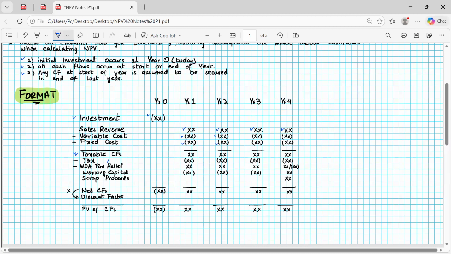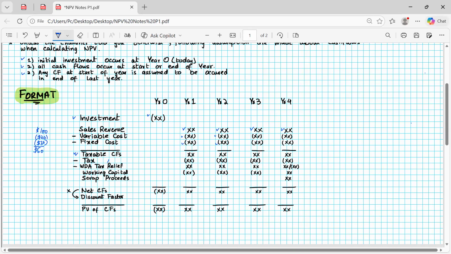So from sales, when you deduct the cost, you get the taxable cash flows, because you know that in an organization, whatever you earn, you have to pay tax on that. Let's say your sales revenue for year one was $100. The variable cost for year one was $20, and the fixed cost for year one was $30. So your taxable cash flow is going to be $50, which means you are paying tax on this $50. Let's say the tax is 20%, so the tax would be 50 times 20%, $10. This is how you get the taxable cash flows.